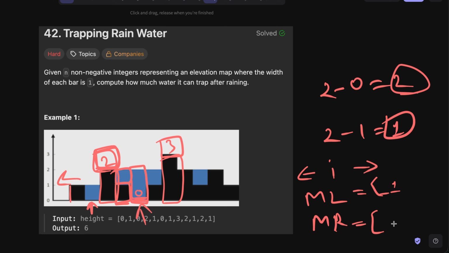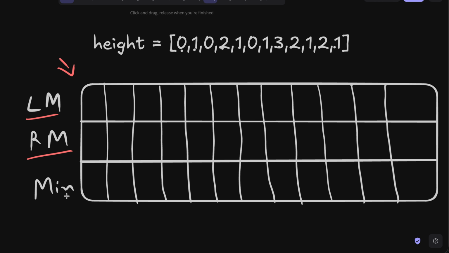And in the same way we can store the maximum heights for a particular I on the right side. So in this way we will have 2 arrays that are going to store the maximum in the right direction and in the left direction for a particular given I. So we will have a left max array, we will have a right max array, and we will optionally have a minimum array also. So you can calculate the minimum at runtime if you want to. Otherwise, you can store the minimum values in the array also.